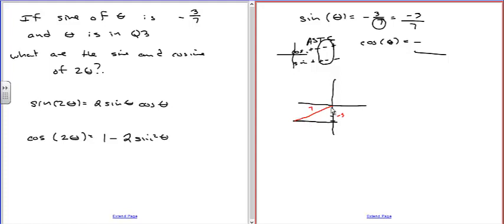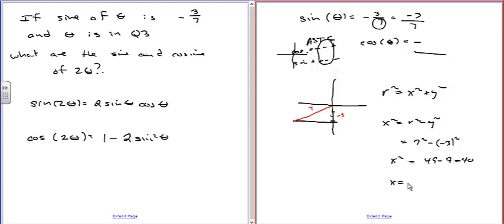We know the radius and we know y, but we have r squared is equal to x squared plus y squared. We have y. We're trying to figure out x. So x squared is equal to r squared minus y squared. So we get 7 squared minus -3 squared. So that's 49 minus 9, which is 40. So x squared equals 40, or x equals plus or minus the square root of 40.